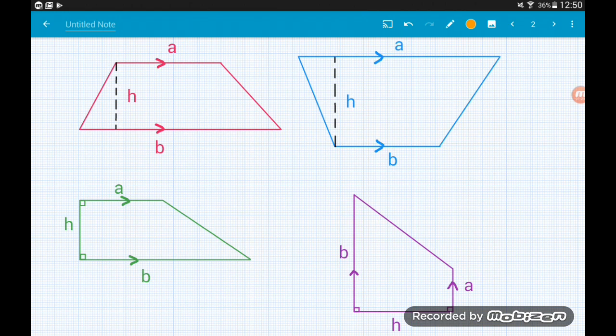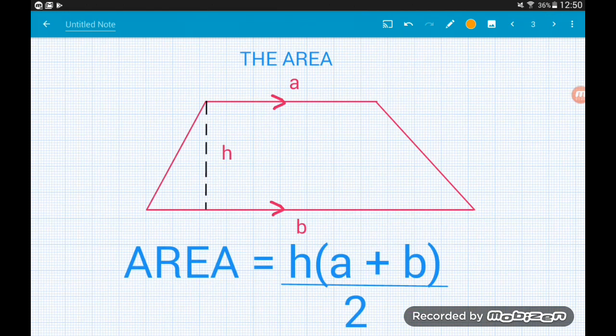Okay, let's have a look at the formula then for the area. So when you have a trapezium with sides A, B and height H, we use the formula: area equals height times A plus B, all divided by 2. Now you might see a few different forms of this formula. I think this is the nicest, the most compact.